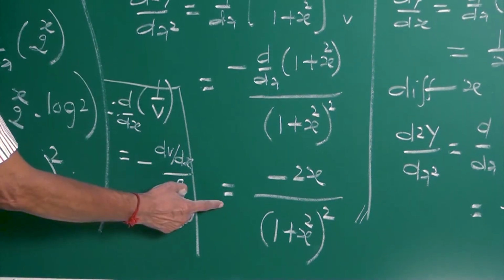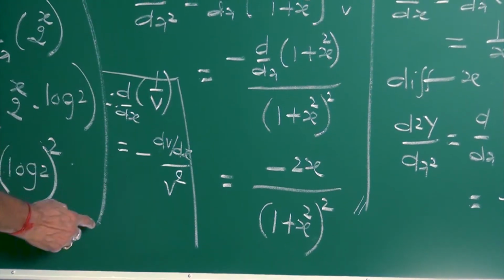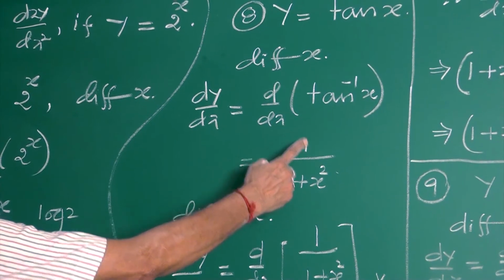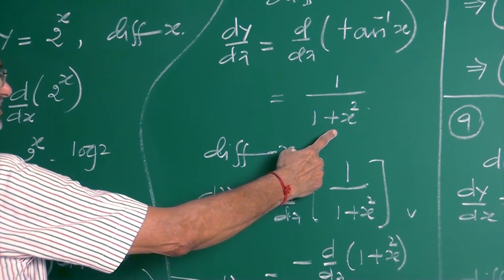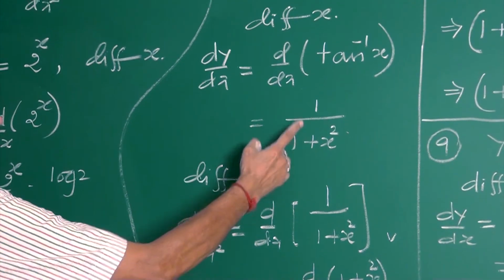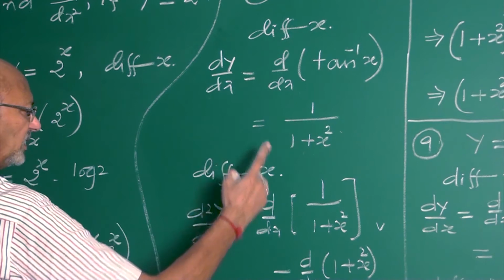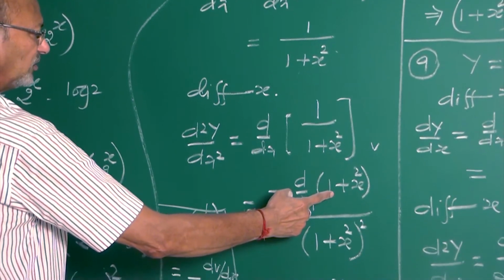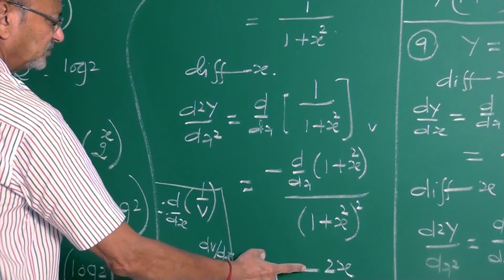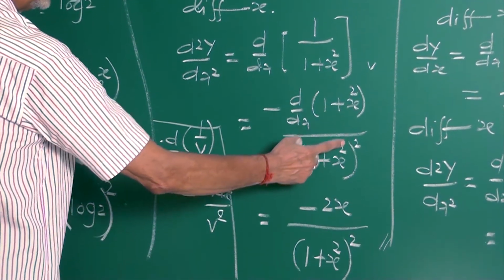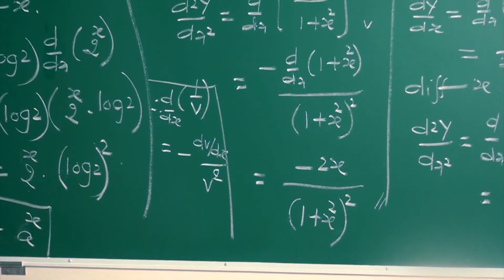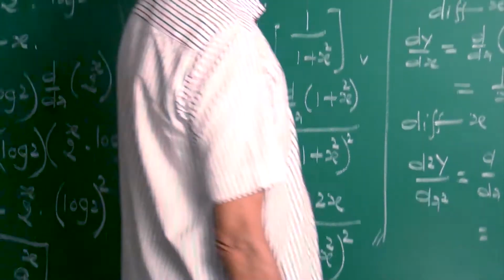So this is the second derivative. What is it? Y equal to tan inverse x. Differentiate. Derivative of tan inverse x. Again differentiate with respect to x. Second derivative. It is 1 by phi. Minus the derivative of denominator upon phi square. This 2x with minus sign is minus 2x upon 1 plus x square the whole square. This is second derivative.